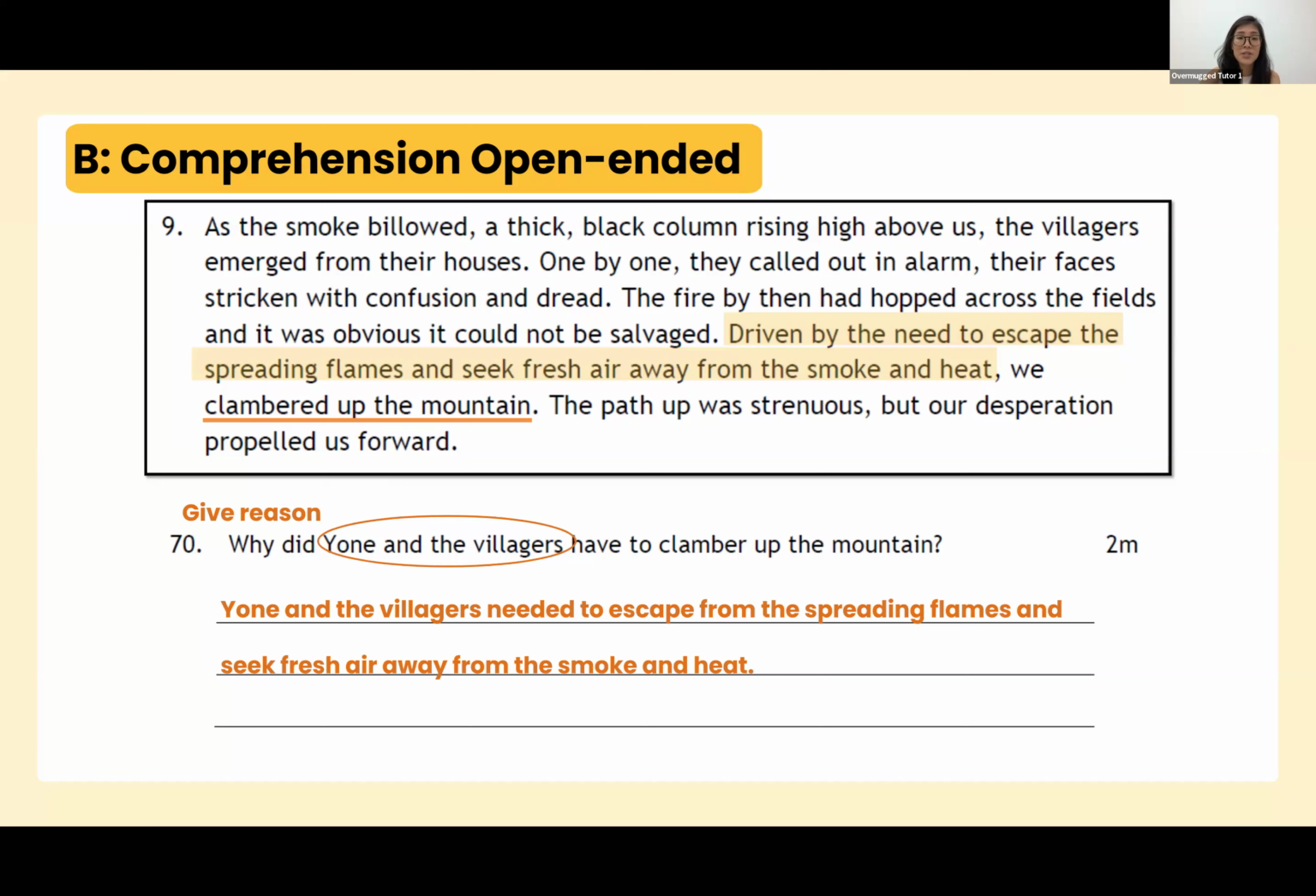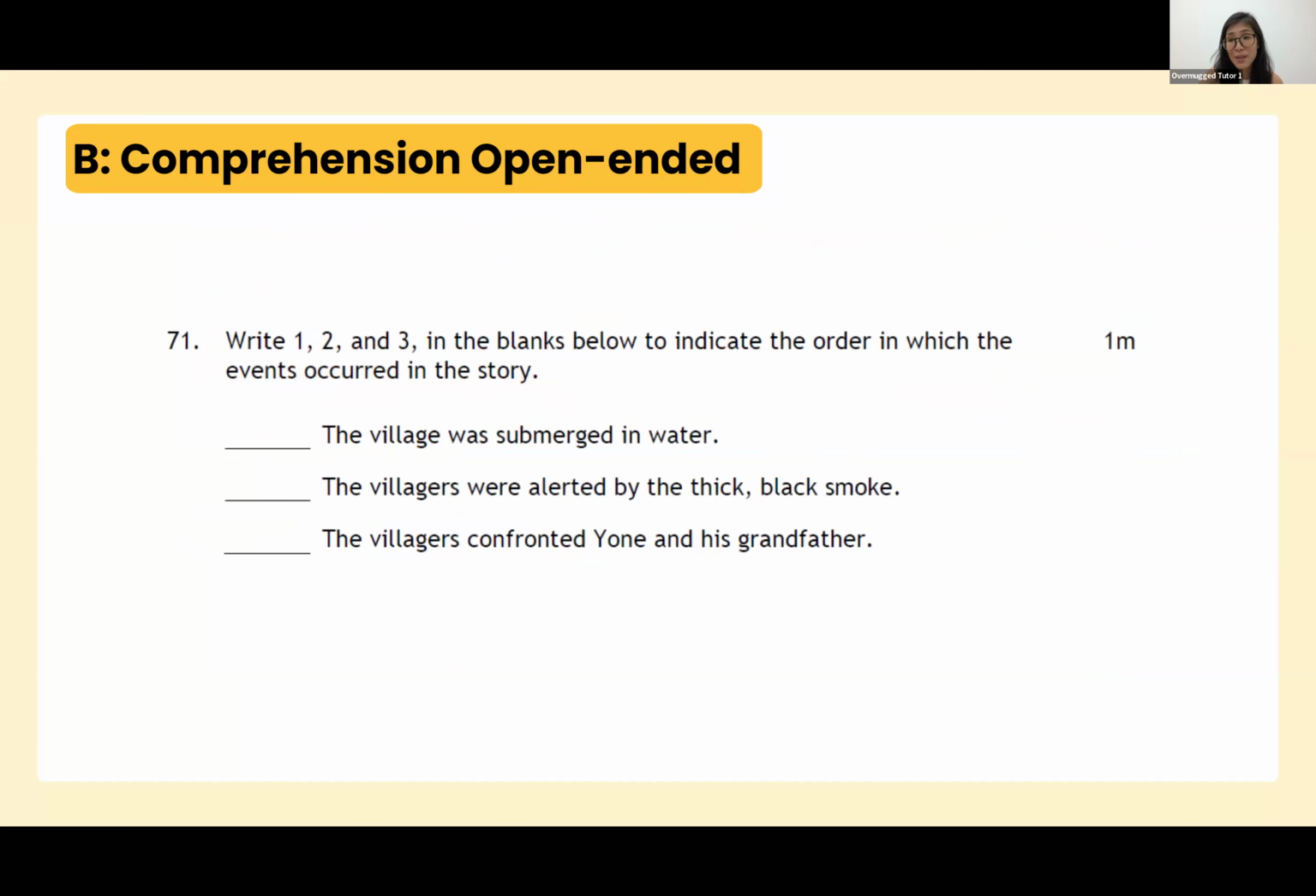Let's move on to question 71. 71 is a giveaway question. You should be able to identify the order in which these events occurred. We'll start with the earliest one, which is the second statement from paragraph 9. They were alerted by the thick black smoke, followed by the villagers confronting Yone as well as his grandfather. And finally, number 3, the village was submerged in water.